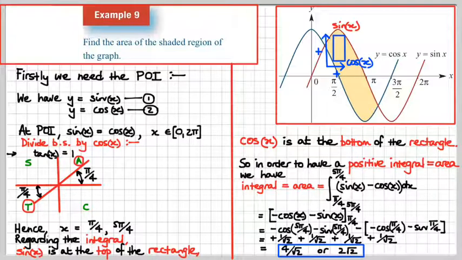Oh yes, 4 over root 2. 4 over root 2 is the same as 2 root 2. So that's the area of that yellow section there, okay? How are you going? Are you getting it?